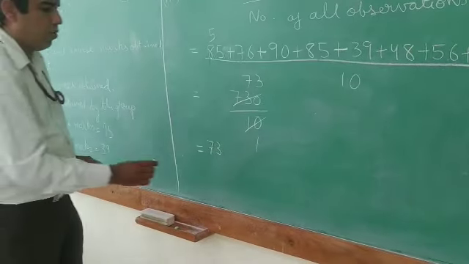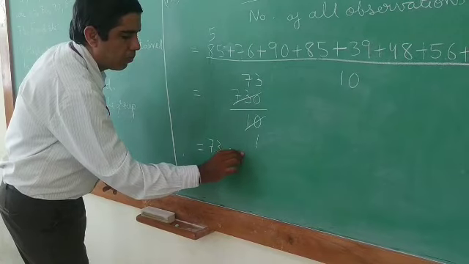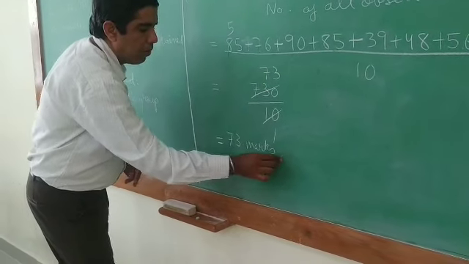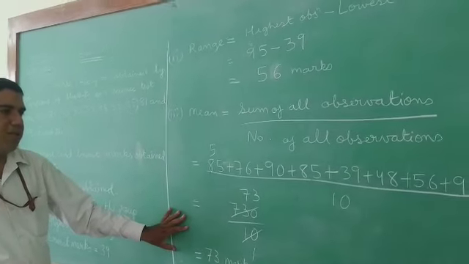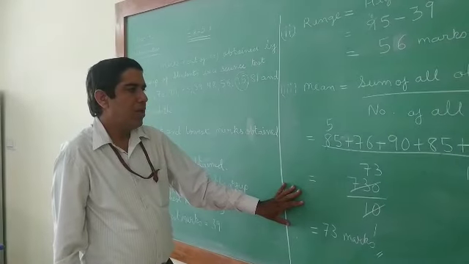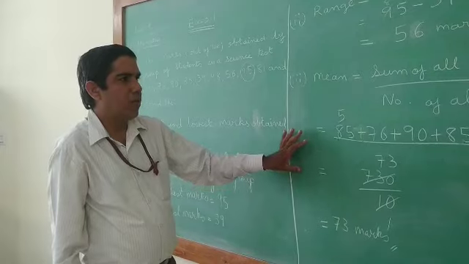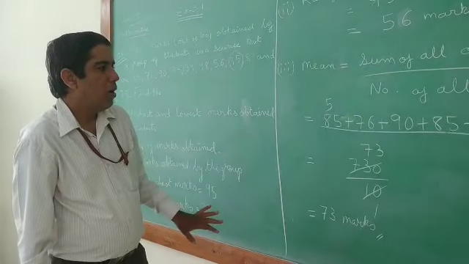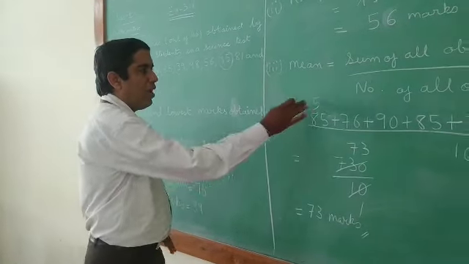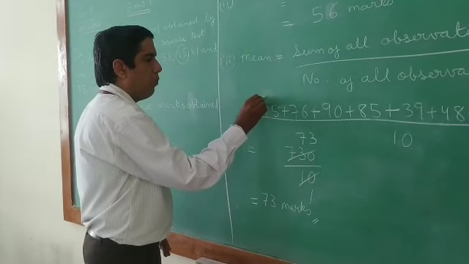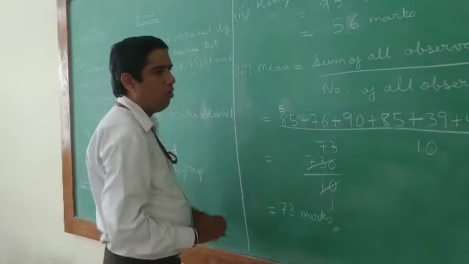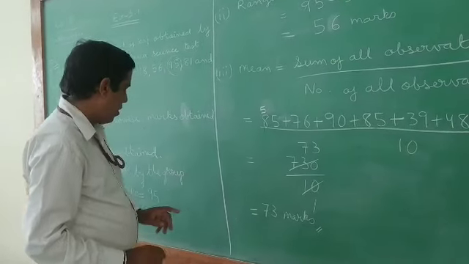What is the marks? 73 marks is the mean. Understood here? 73 marks is the mean of this. You can see easily 73 marks is the mean. Now this 5 I have borrowed. You can remove it afterwards. It is actually of the borrowed. Don't get confused. This 5 is from when I borrowed.